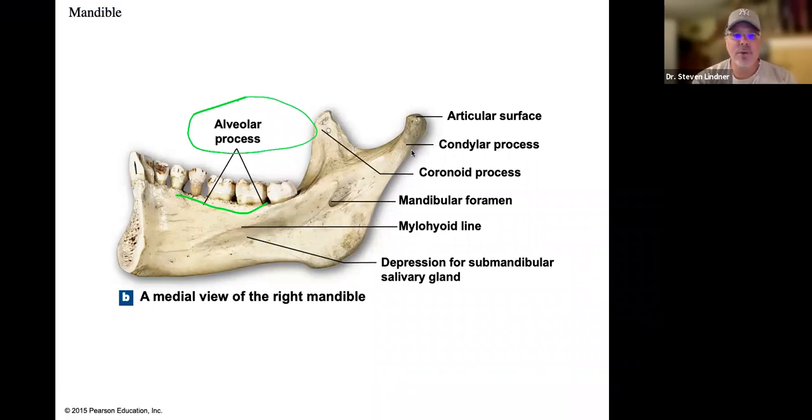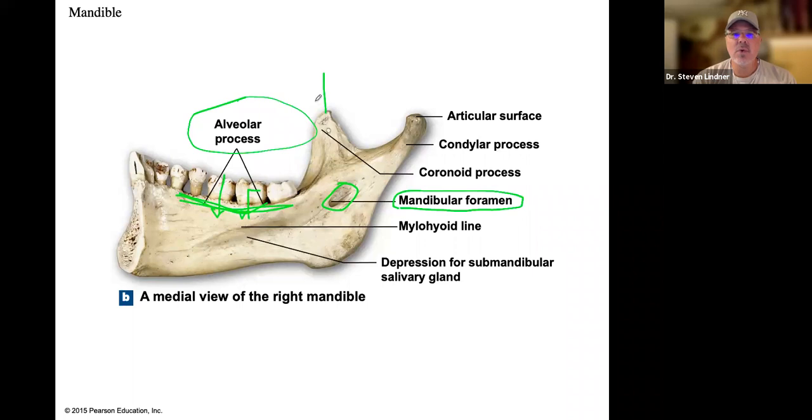Okay, so we're looking at the inside again of the mandible. We have the alveolar processes. This is where the teeth are going to plant themselves inside the bone. Here's another foramen on the inside, and that's called the mandibular foramen, not to be confused with mental foramen. Mental foramen is in the front and the anterior. The mandibular foramen is on the inside.